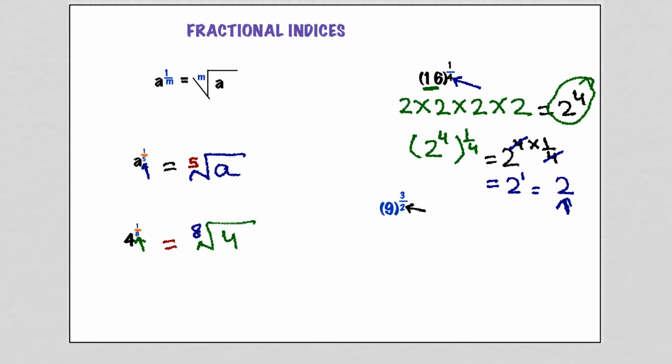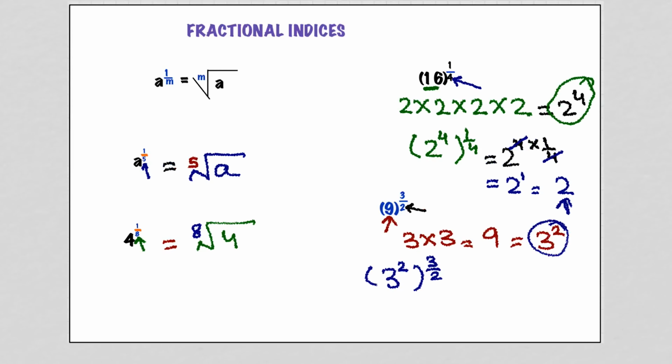So I know that 3 times 3 is 9, which is also equal to 3 squared. So now I can replace this 9 with 3 squared, raised to the power 3 over 2. Next step, write 3 as it is.